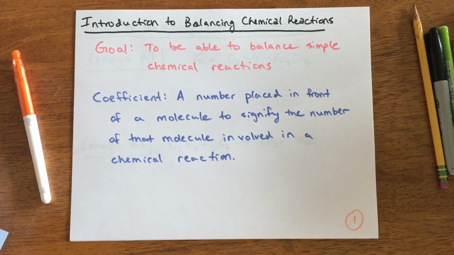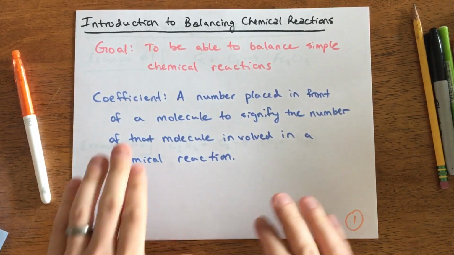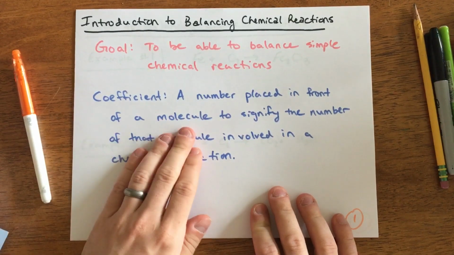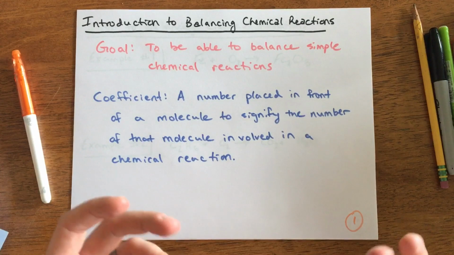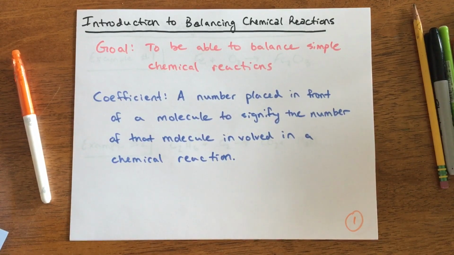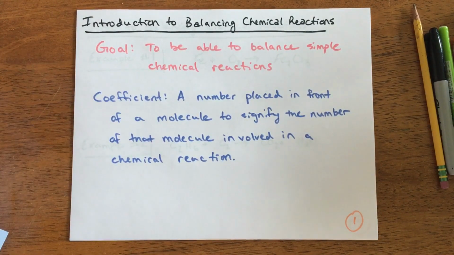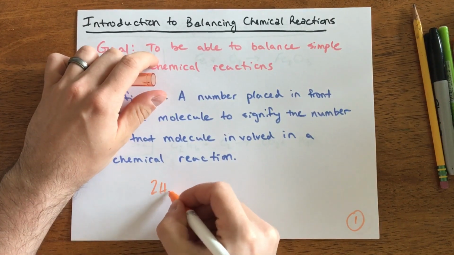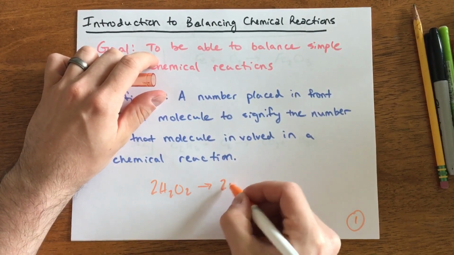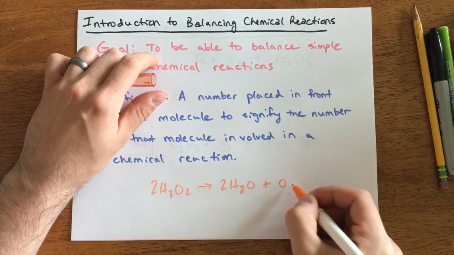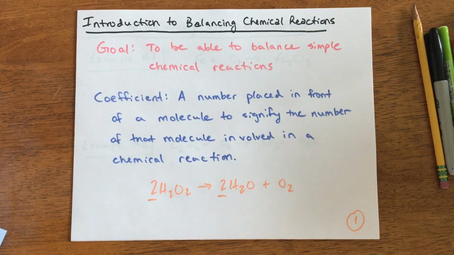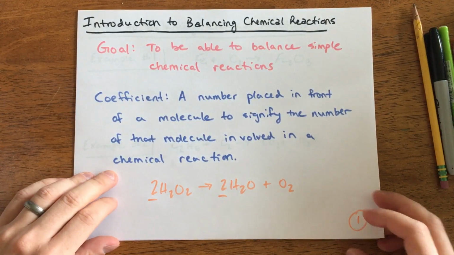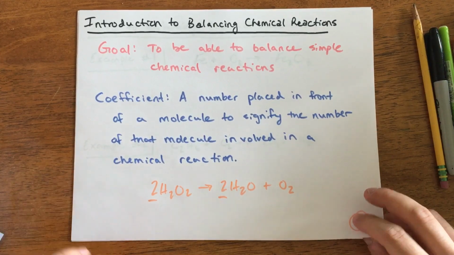So a quick definition to remind you: the coefficient in a reaction is the number placed in front of a molecule to signify the number of that molecule involved in a chemical reaction. So in our H2O2 reaction, if I were to write that out for you, 2H2O2 becomes 2H2O plus oxygen gas. The 2 in front of the H2O2 and the 2 in front of the H2O are coefficients. They're telling us how many of that molecule are involved in the reaction.